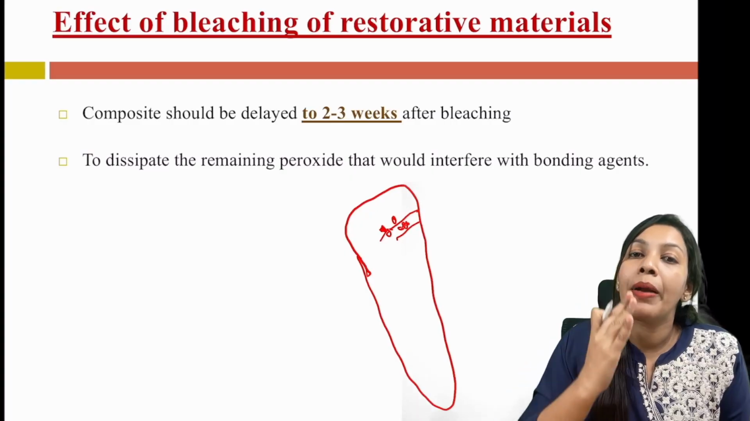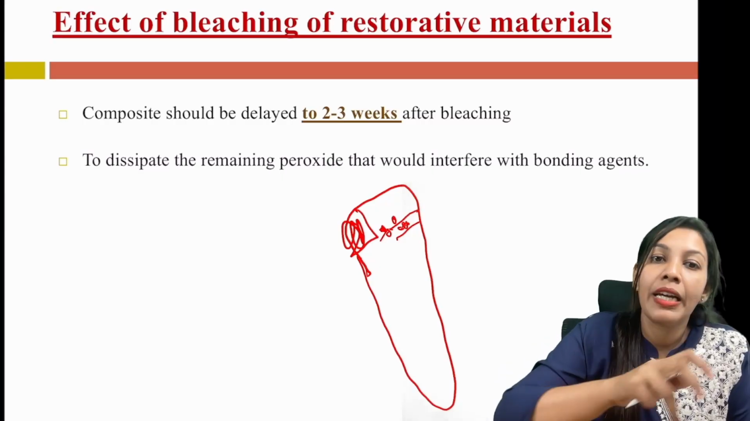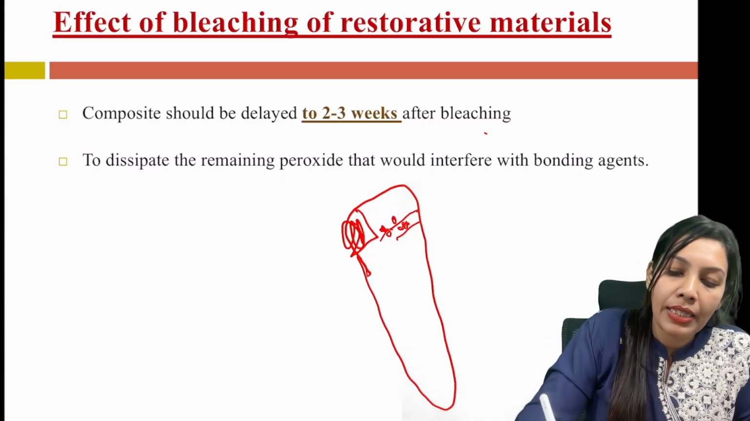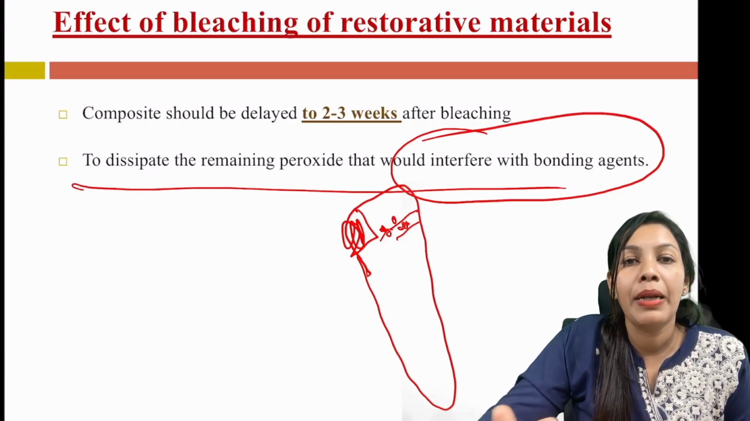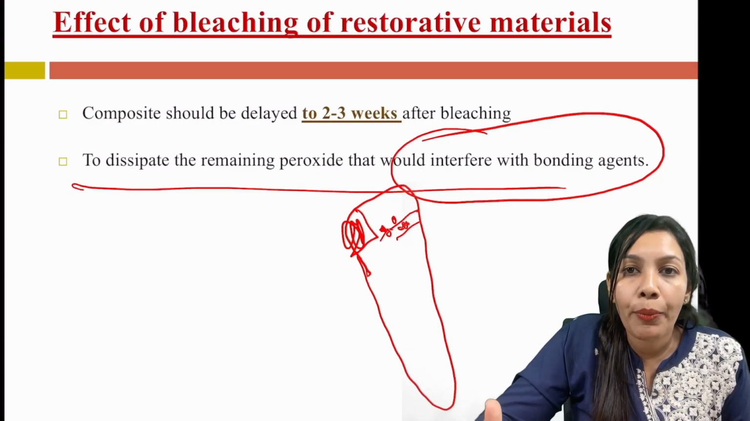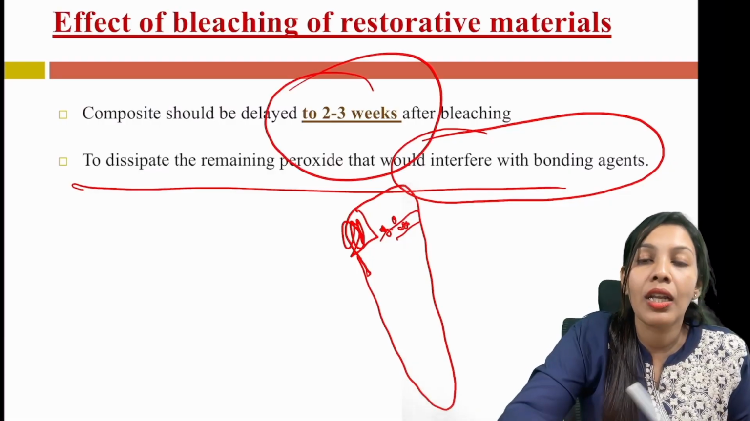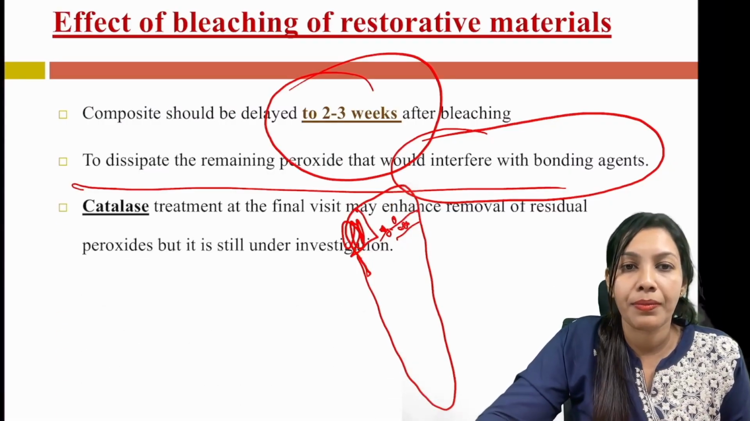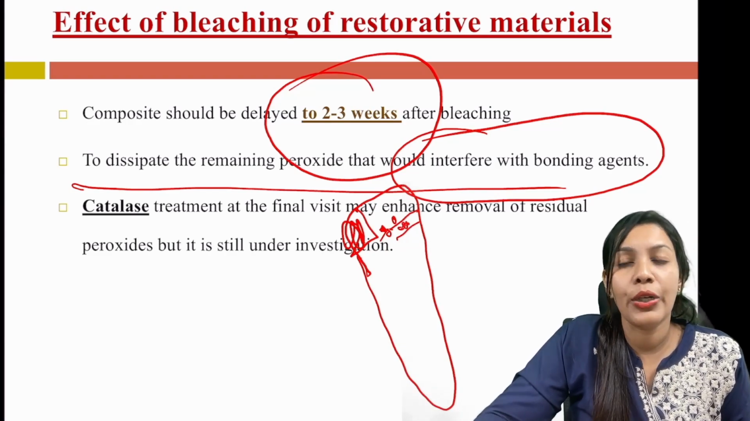So when we apply a composite to that tooth and do curing, it won't cure properly because it would interfere with the bonding agents. That is why a bleached tooth should not be given a composite restoration right away, but it should be delayed by 2 to 3 weeks. Very important.